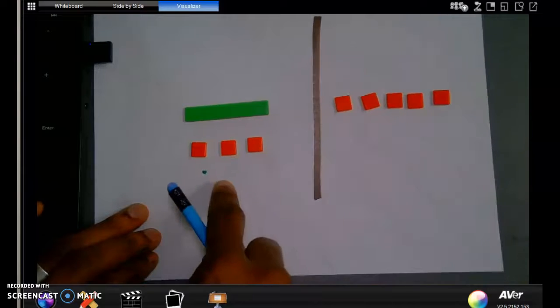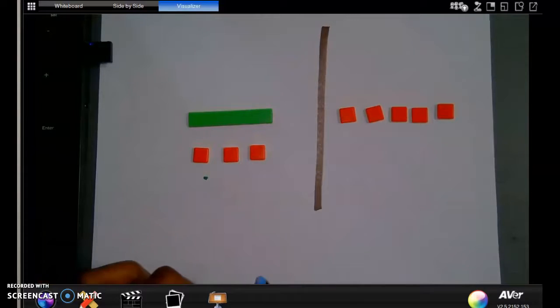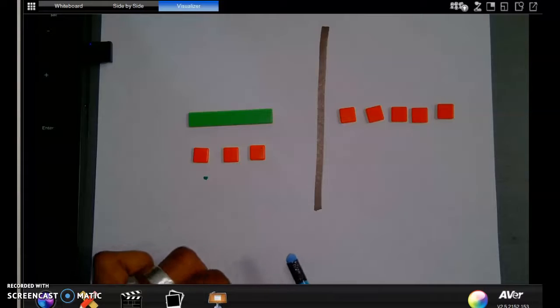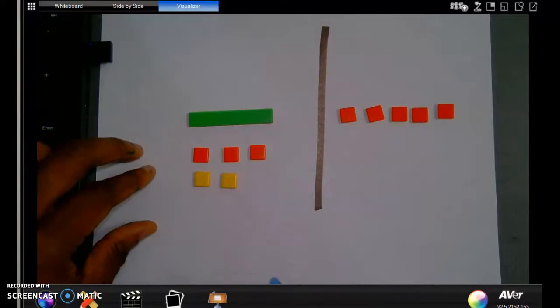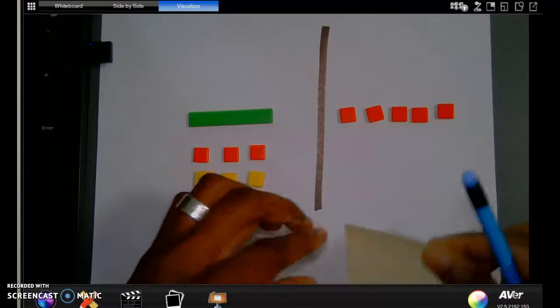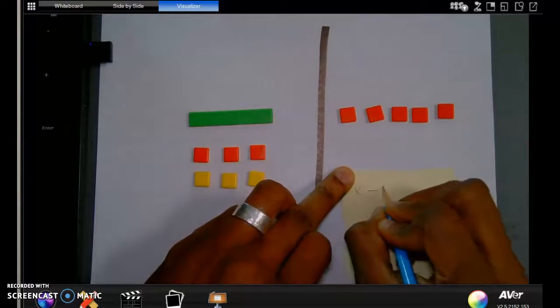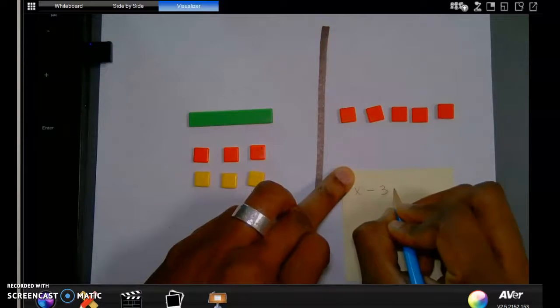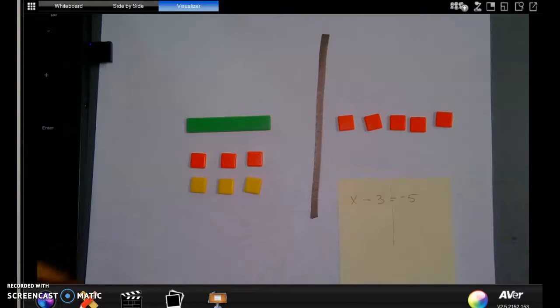Okay, so how do I get rid of the -3 on this side? I need to create 0 pairs. I need to create something that's going to cancel each other out. So I'm going to add +3 to this side. Okay, what I did is I forgot to put the equation on this side for you. Okay, so x minus 3 equals -5. I'm going to draw my line, and then I'll solve in a bit.